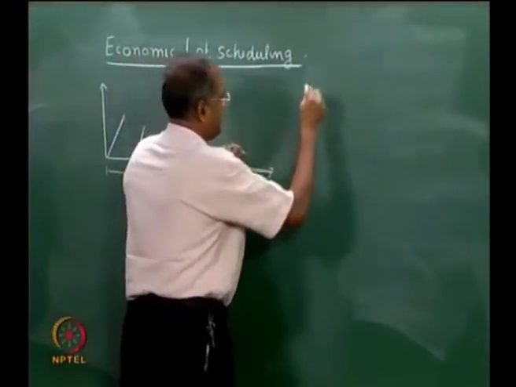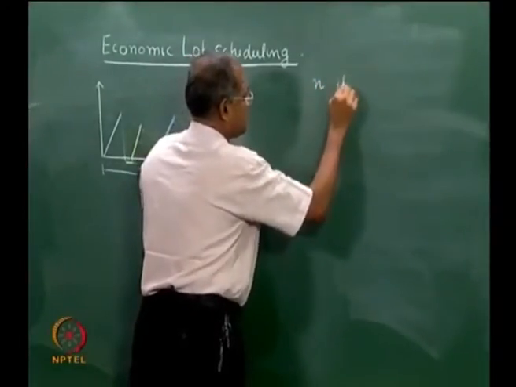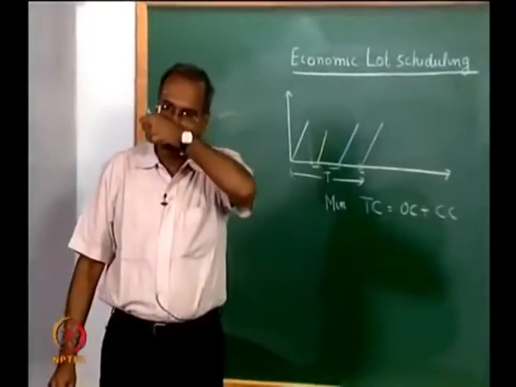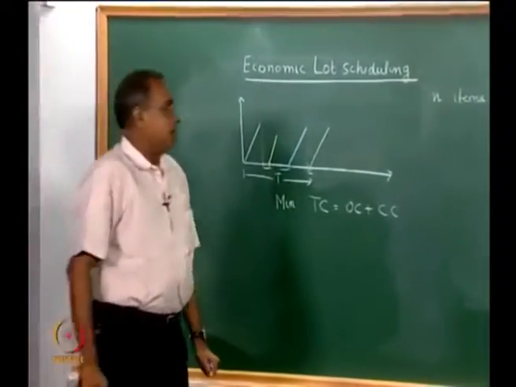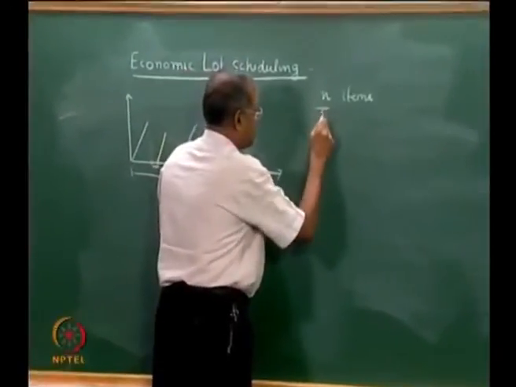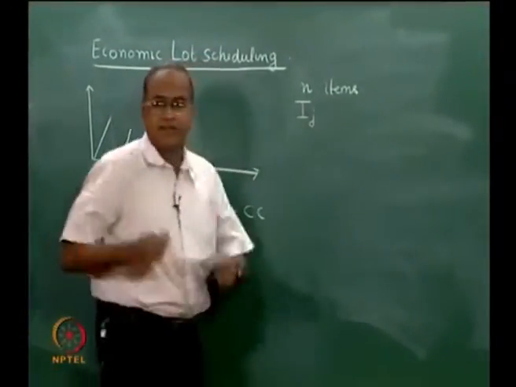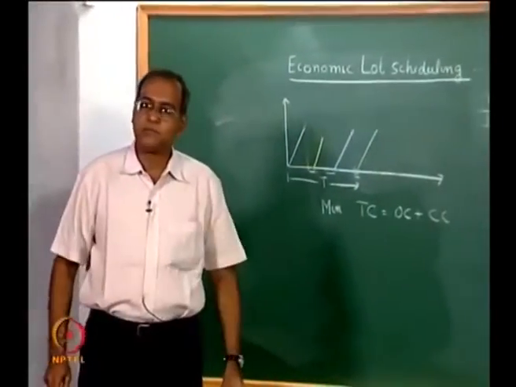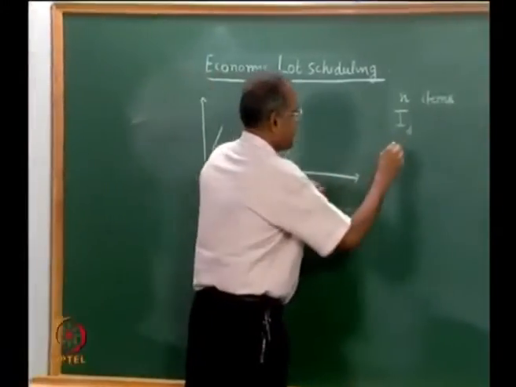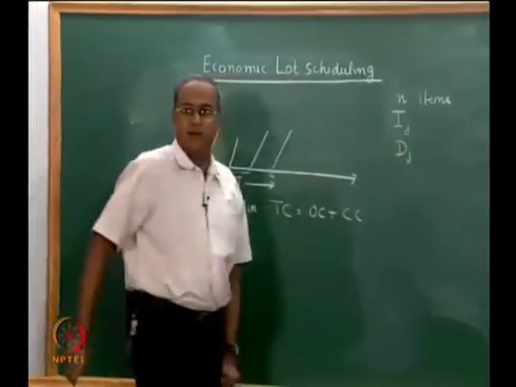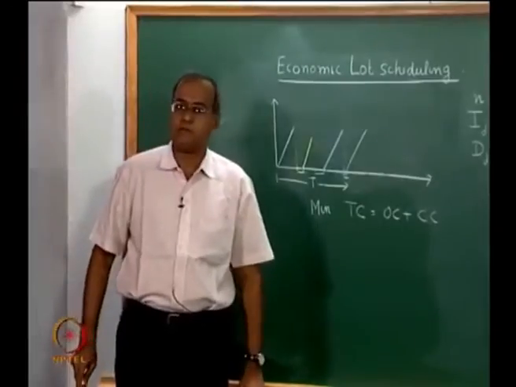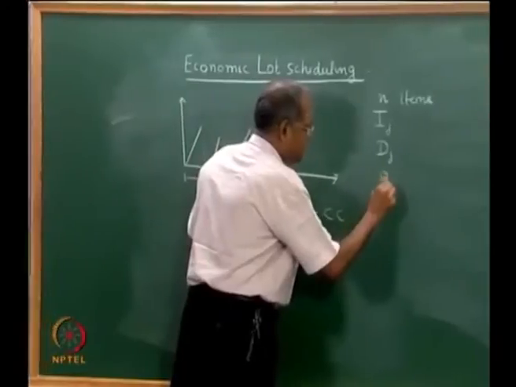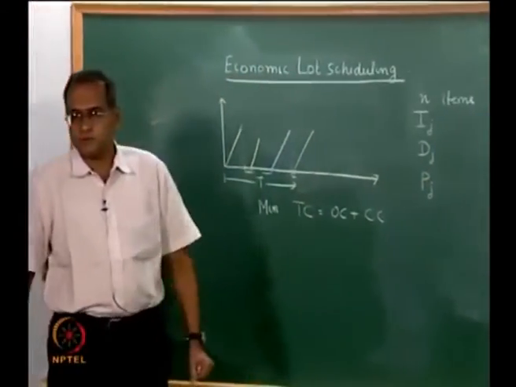So, let us say that I have n items or n products which I have to make. I have a certain inventory of each of them. So, Ij is the inventory that I have of each of them on hand. Dj is the demand for item j that I have. Pj is the rate at which I can produce the item.